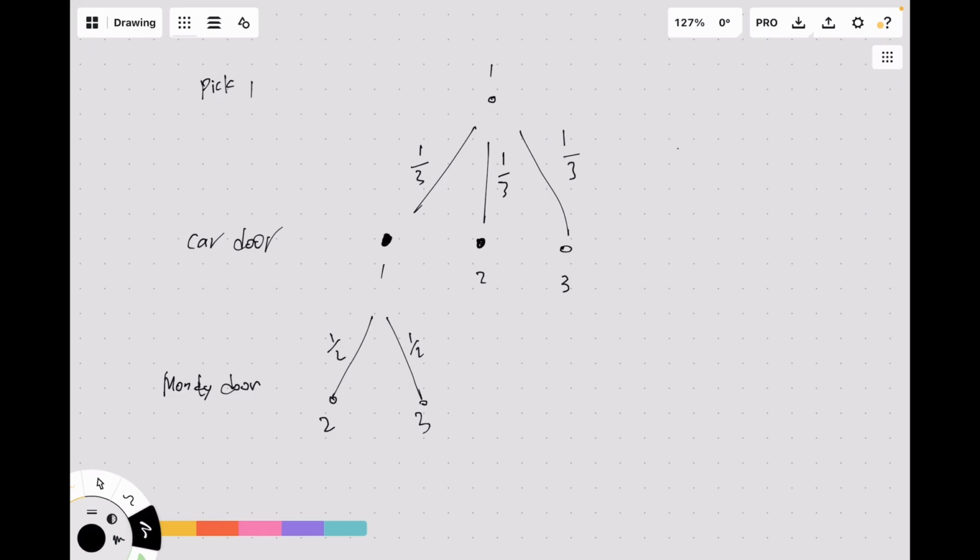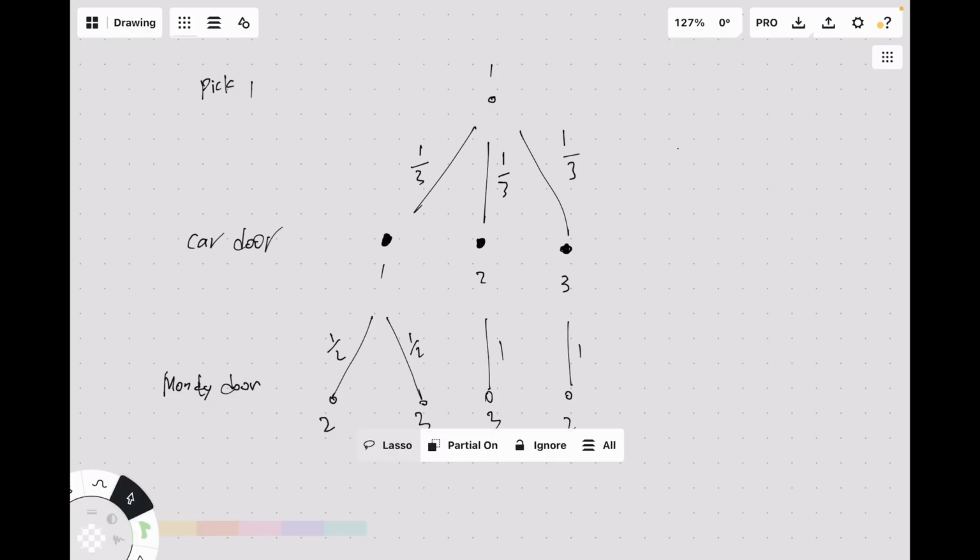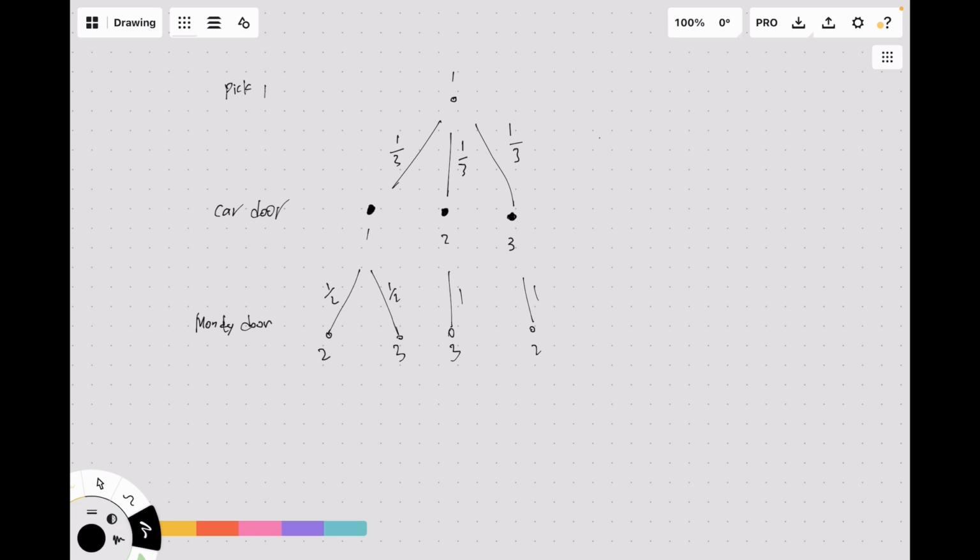Now here, if the car is behind door number 2 and the initial pick was door number 1, Monty can only choose door number 3 because door number 2 has a car behind it. When he doesn't have a choice, he's 100% going to open door number 3. The probability of opening door number 3 is 1. And if you choose door number 1 and the car is behind door number 3, he will definitely open door number 2 with the probability of 1. What's next? Should we switch, right?